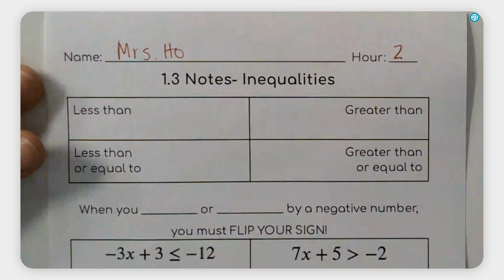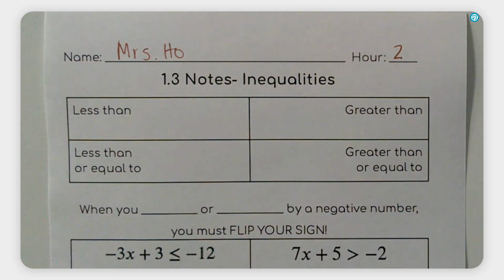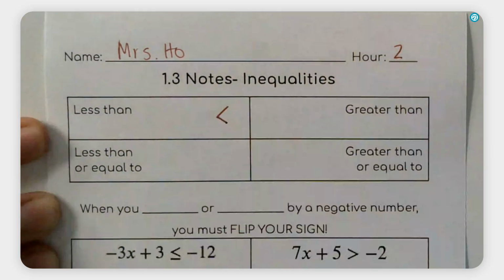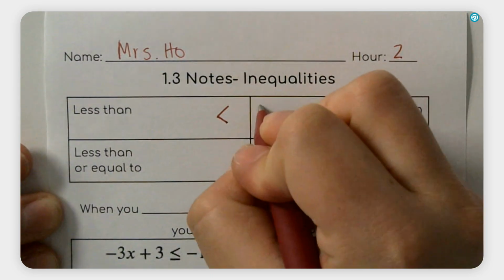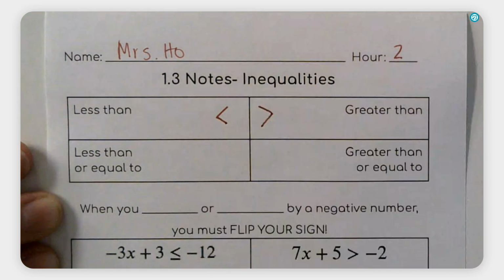You have it on your note sheets. We have 4 inequality symbols that we can use. We have a less than symbol, which looks like this. It points to the left. We have a greater than symbol, point to the right. And then less than or equal to, we add in the line underneath. Greater than or equal to, add in the line underneath.